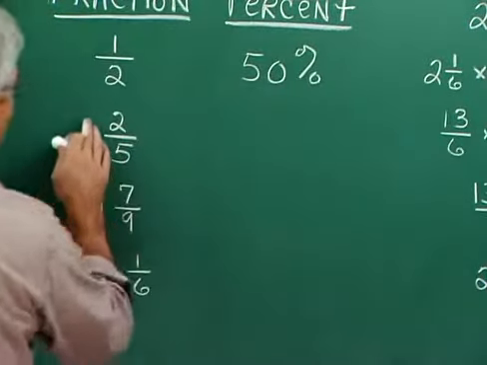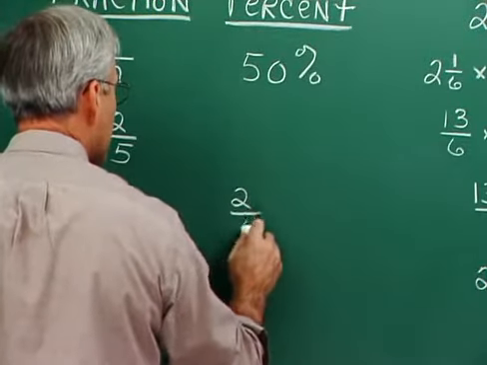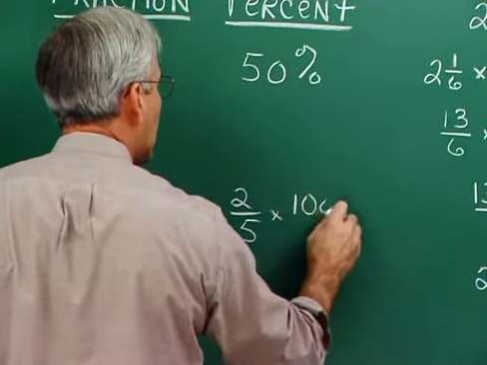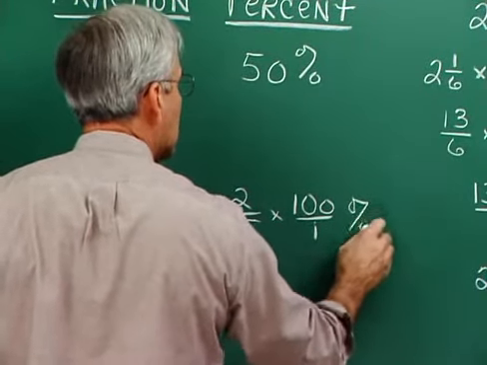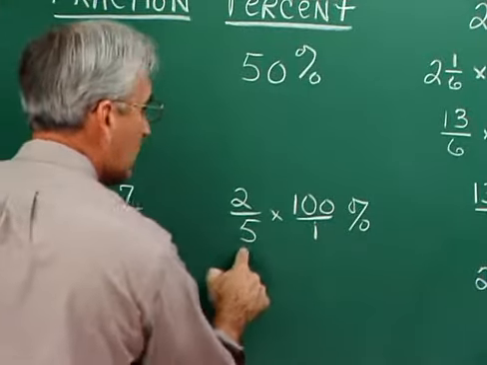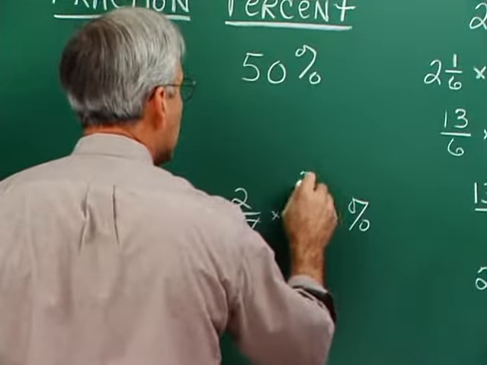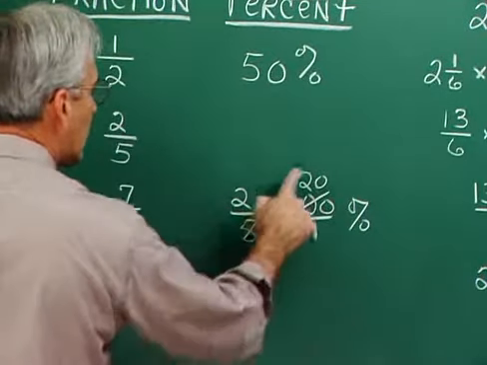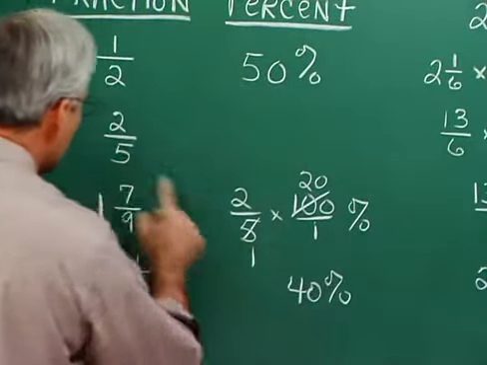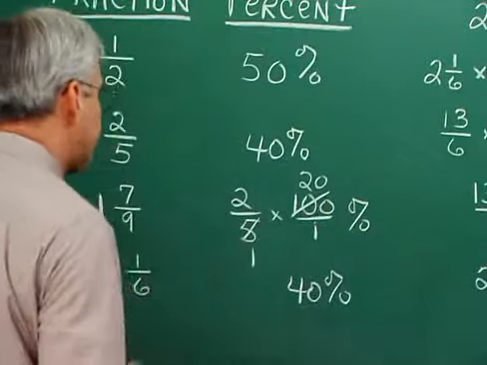All right, so let's go through it again. We have 2/5. We want to change to a percent, so it's 2/5 times 100%. So that's 100 over 1, you see, percent. And now away we go. We'll look for cancellations. Oh, we see one here. 5 into 5, 1. 5 into 100 is 20. And 2 times 20 is 40. So this is 40%. So 2/5 corresponds with 40%.